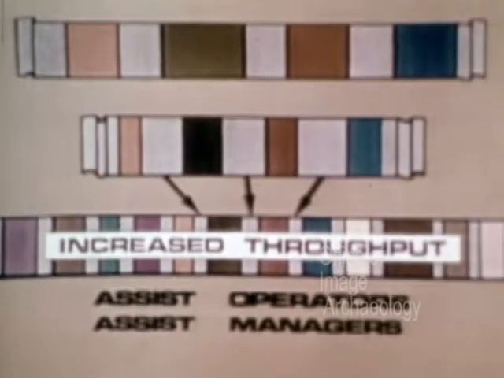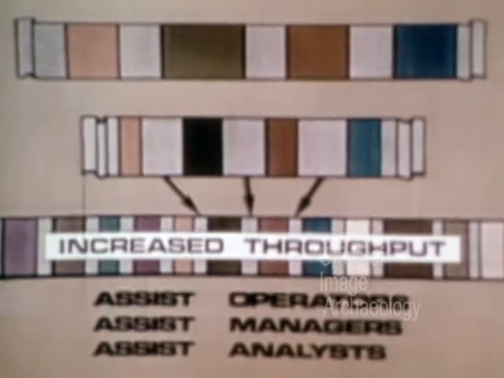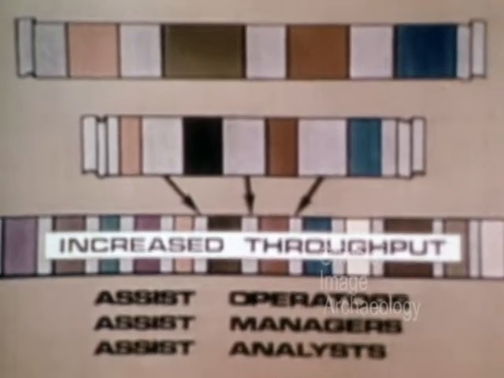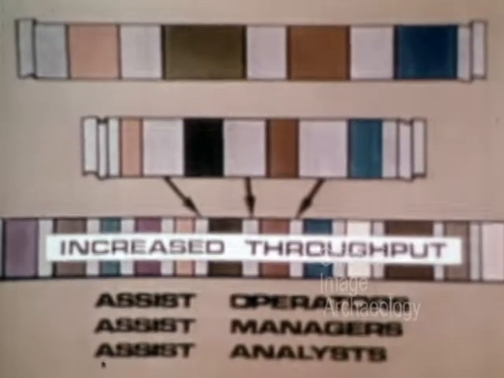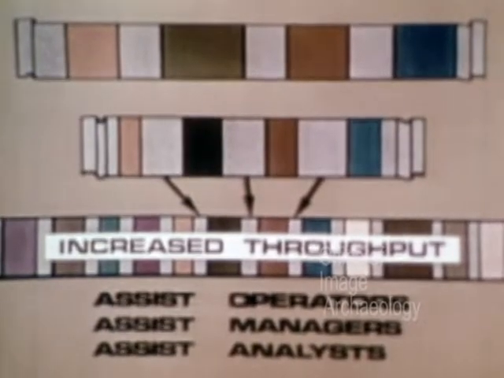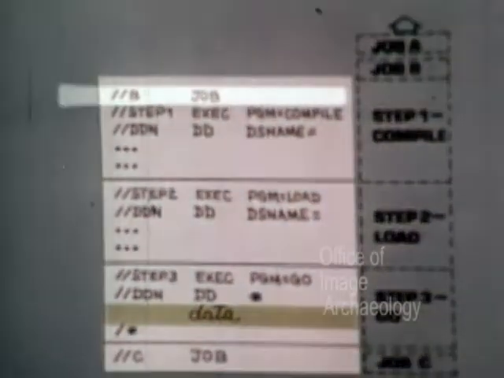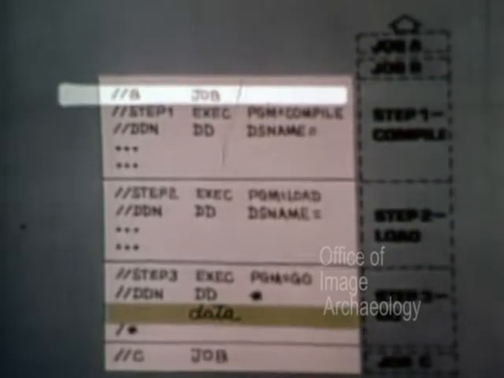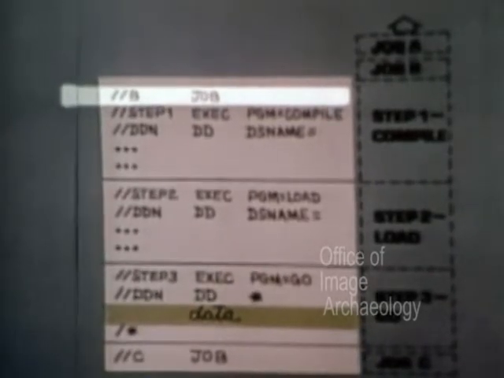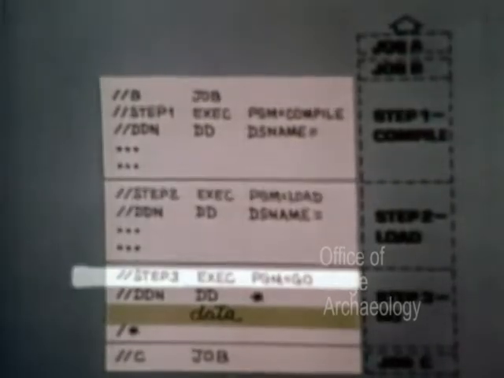An operating system can assist analysts by providing special languages to control several programs working together to accomplish jobs. Such control languages allow the analyst to specify job steps, programs, procedures, and data to be used for each job. Here are some simplified control language statements for a typical job. A job statement shows the beginning of each job. A job may have several interdependent steps, such as compile, load, and go.